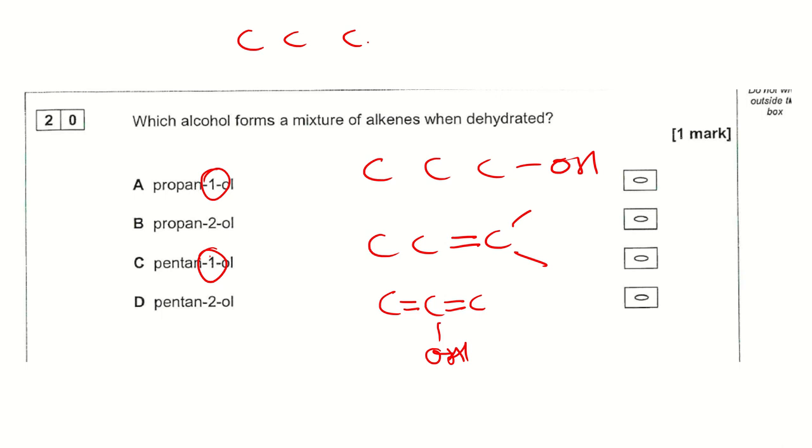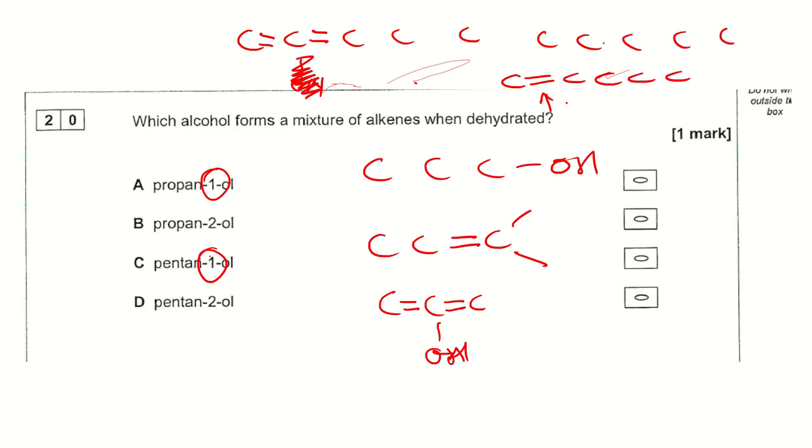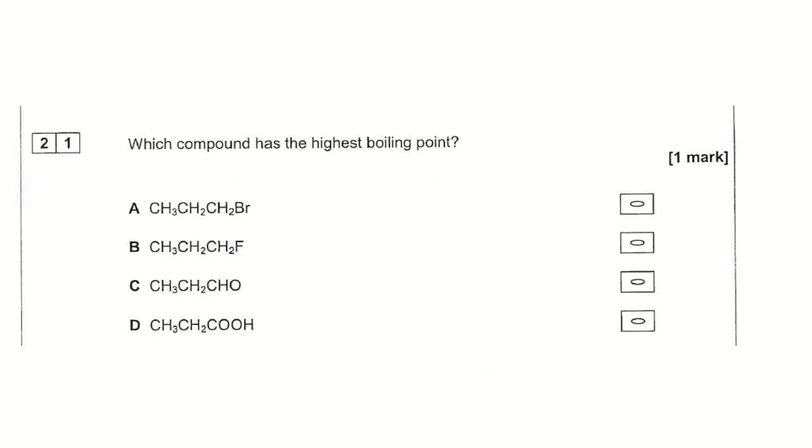Let's look at pentan-2-ol and strip the OH out of it. Dehydration will give me a double bond there or a double bond there. If I had the first one, I'm going to get pent-1-ene, and the second one is of course going to give me pent-2-ene. So the answer is D. That's the only one that would give you a possible mixture of alkenes.